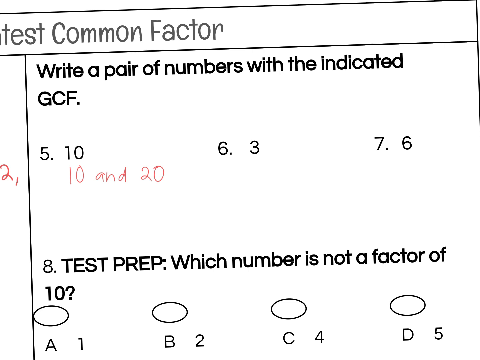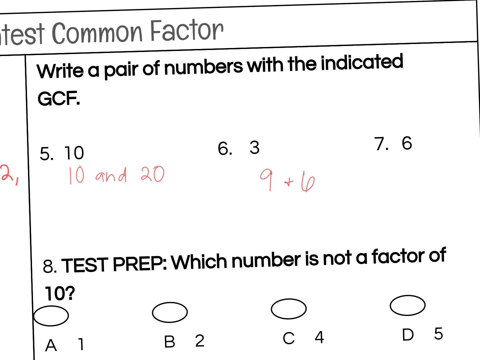Okay, number 6. My greatest common factor is 3. So of 2 numbers, I could use 9 and 6. Could this work? Yes. Think about my factors of 9: 1, 3, 9. My factors of 6: 1, 2, 3, 6. 3 is the greatest common factor. Will that work? Yeah. What about 6? Y'all try that one with your tables.